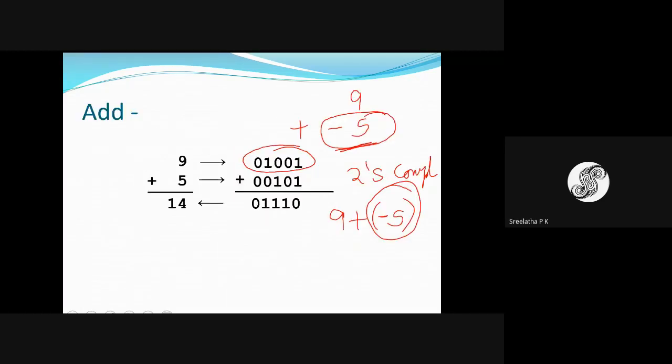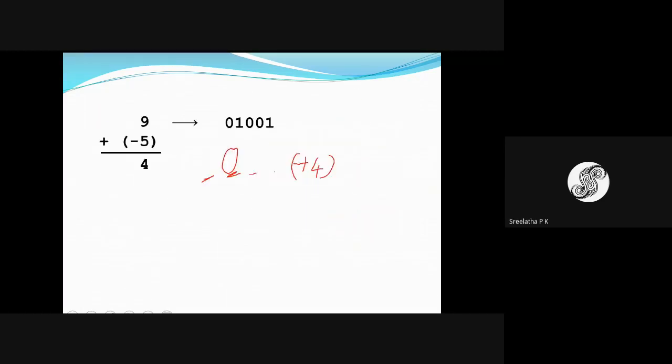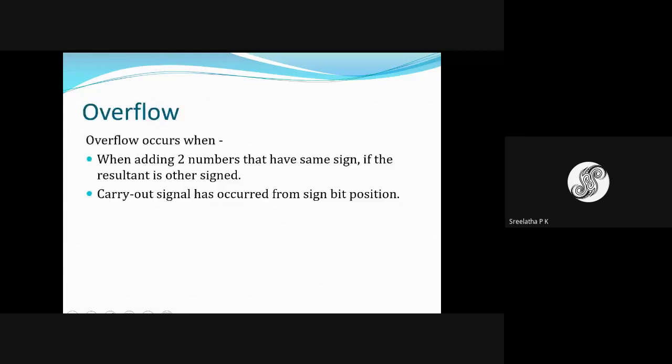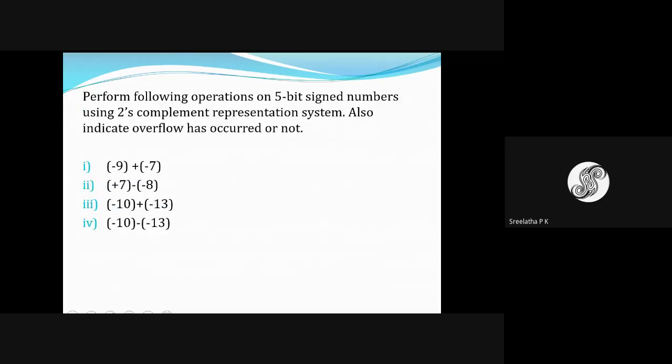So that's enough for today. You can just note down these few problems. This is one of the problems which has come in a previous question paper. See, it is mentioned here 5-bit signed numbers, and you must convert this into 5 bits only. Then after addition, discard the carry bit.